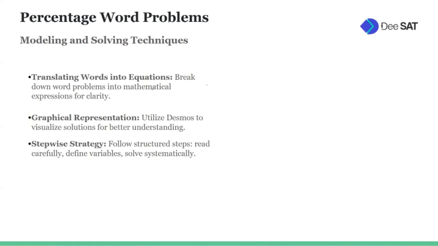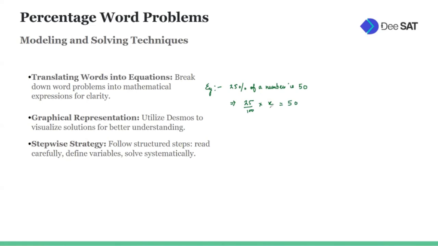Translating words into equations. The key to solving word problems is breaking them down into equations. For example, a question says 25% of a number is 50. So how can we write it? We know 25% can be written as 25 by 100. Of means multiplication. A number, for example x, is means equals to, that is 50.